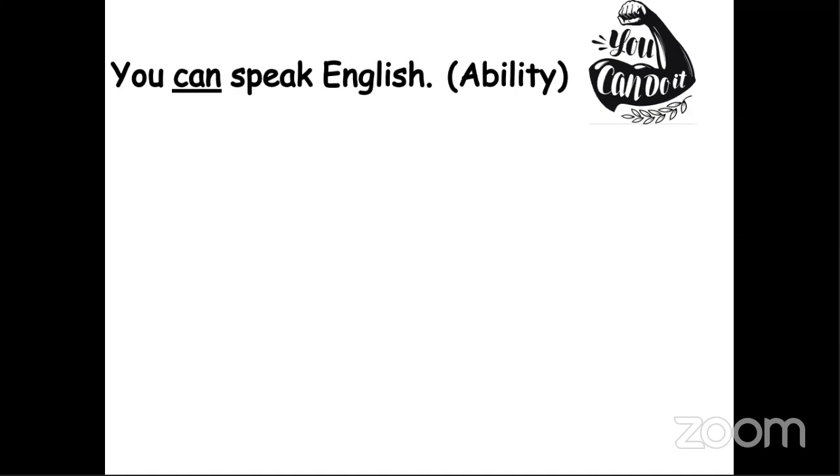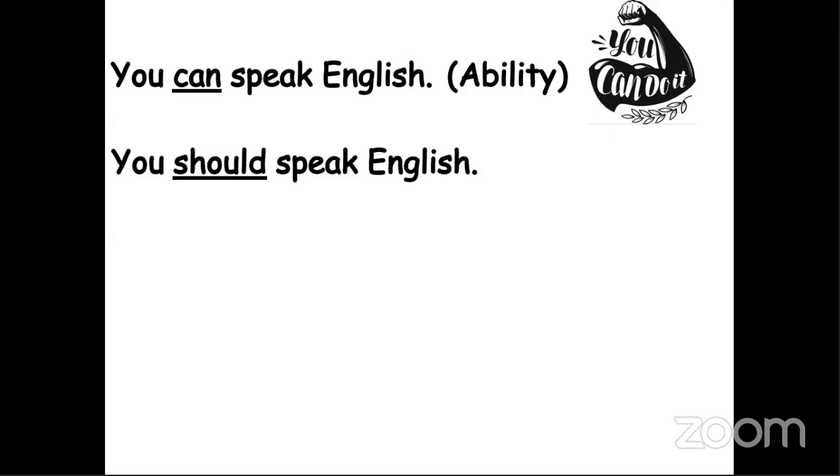What does it mean? It means that you have the ability or the capacity to speak English. Now let us see the next sentence. You should speak English. What does it mean? If you look at the sentences carefully, only can in the first sentence and should in the second sentence is different. I can remove the can and I can remove the should, and you can just read those sentences.